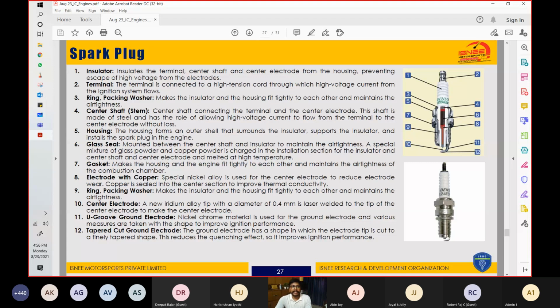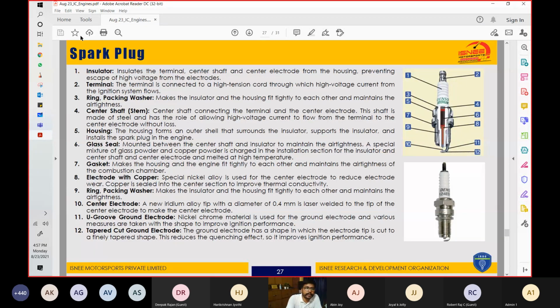In very simple language, we can estimate it to be something that creates a spark that ignites the fuel. But what is the construction? What is the engineering behind it? It has many parts. The parts are listed in this drawing: 1, 2, 3, 4, 5, 6, 7, 8, 9, 10, 11, 12.